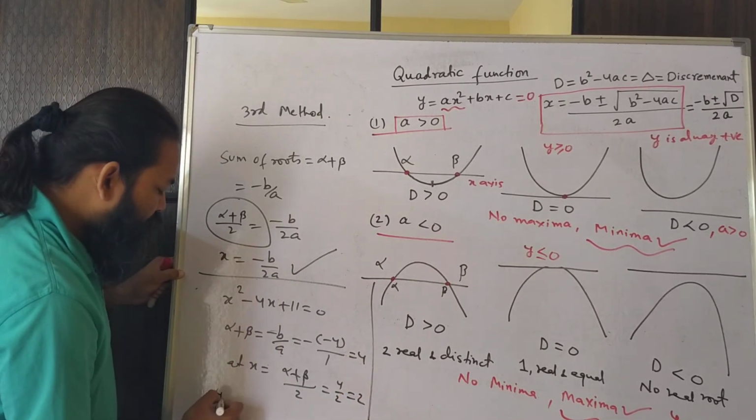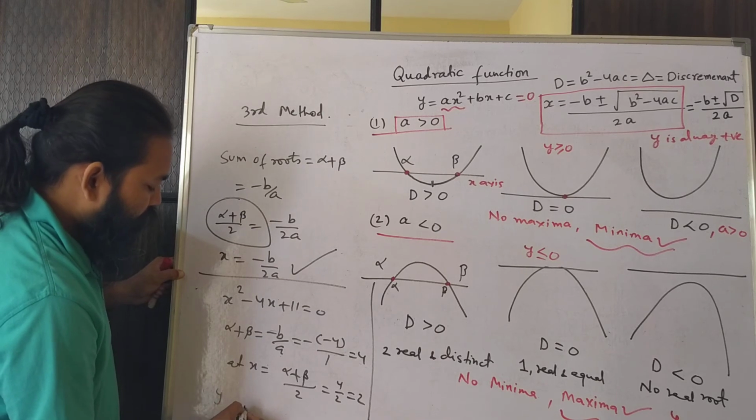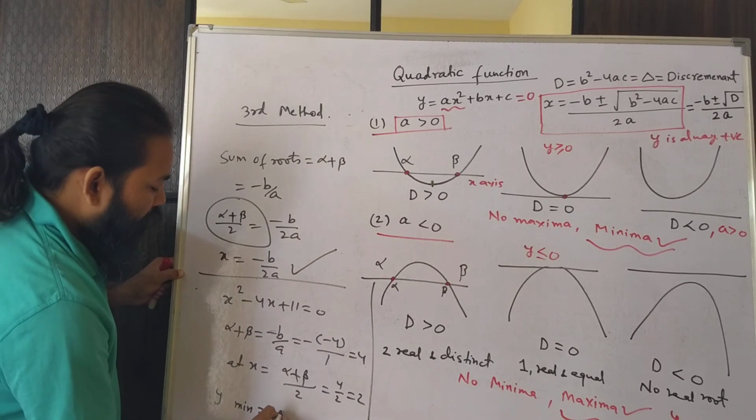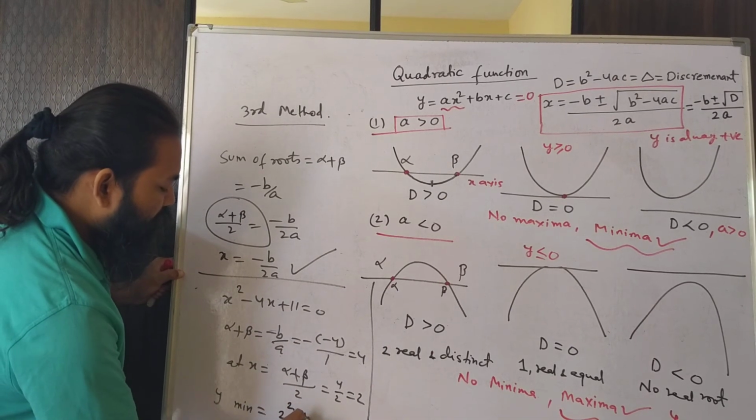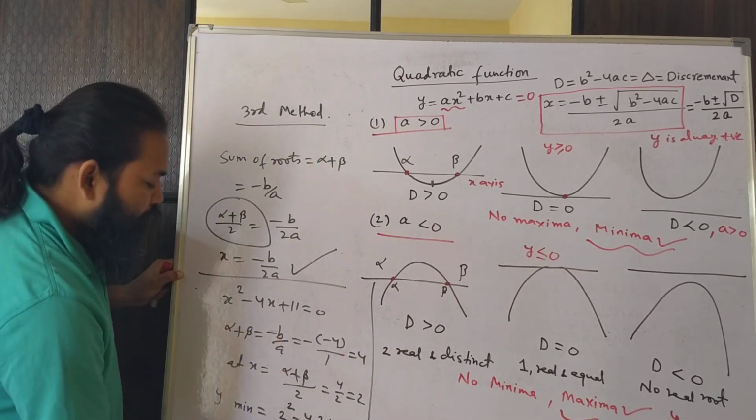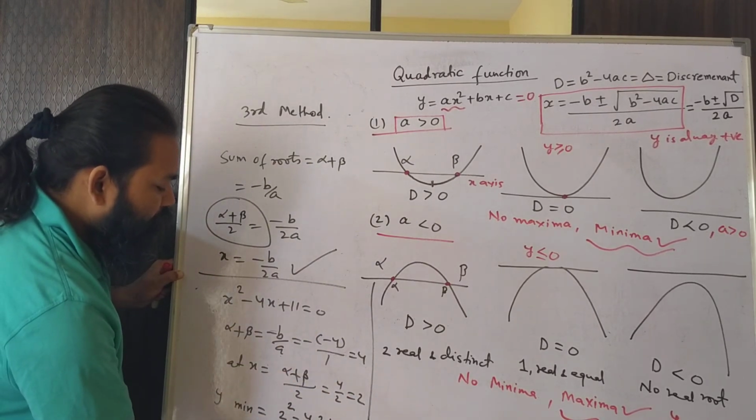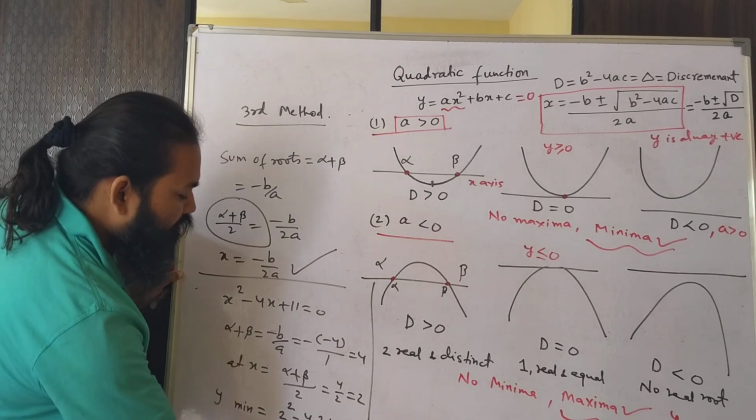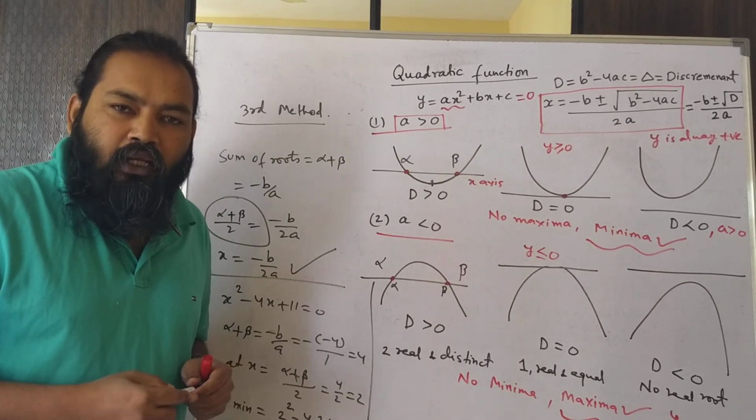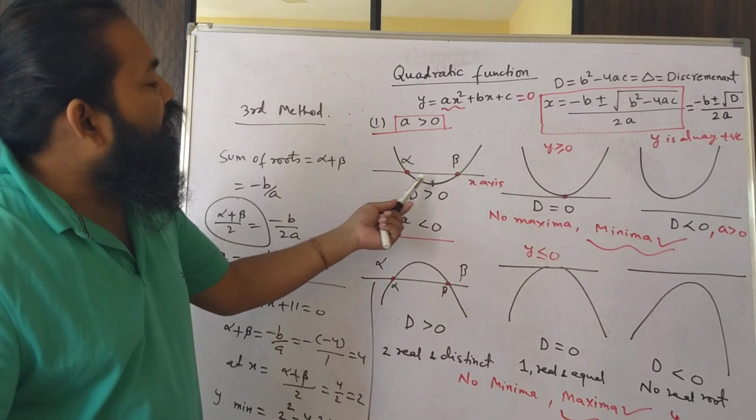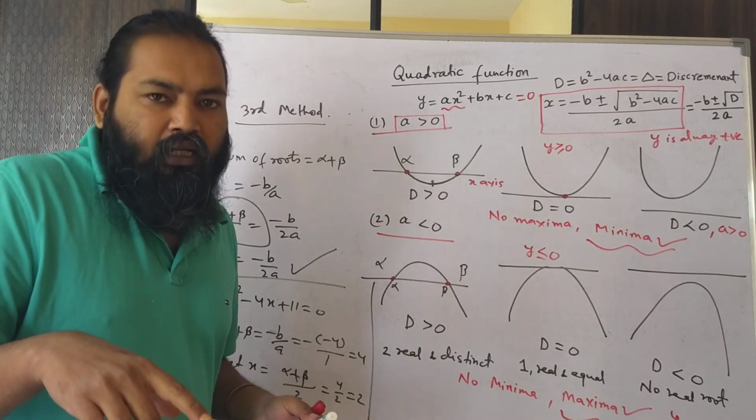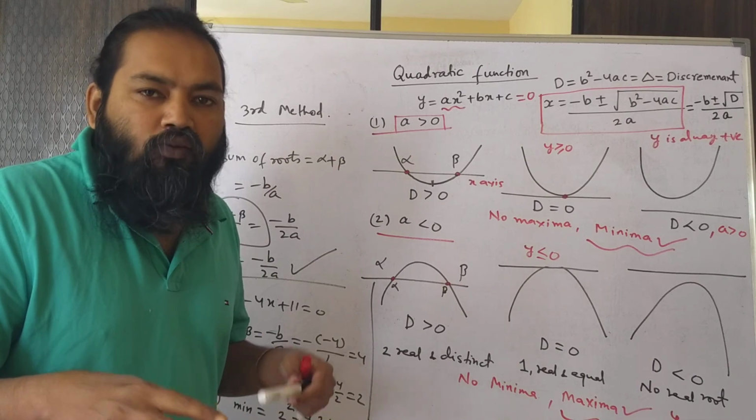And what will be the minima or maxima value? I will just take this value and put in the equation. So in this equation substitute 2 square minus 4 into 2 plus 11. So you get 4 minus 8 plus 11, which is 7. So either you can use the formula to solve, or you can complete the square, or you can simply remember minima or maxima, it comes at alpha plus beta by 2 because of symmetry. And once you get that value of x, you can always get the value of y.